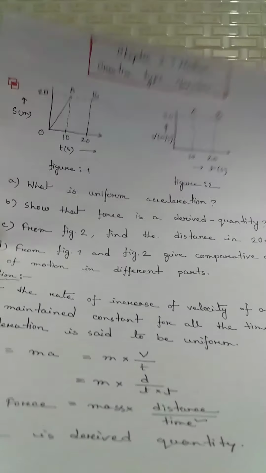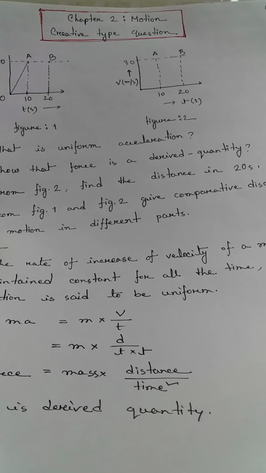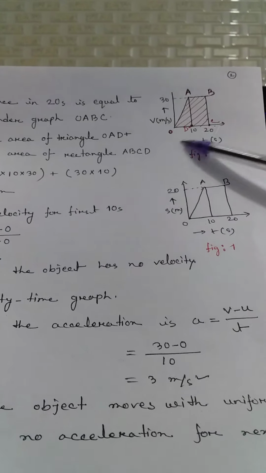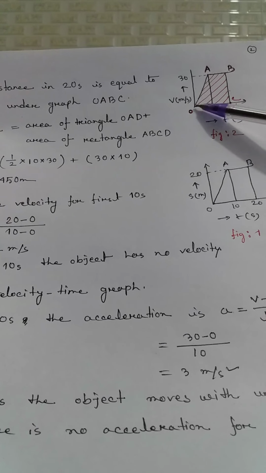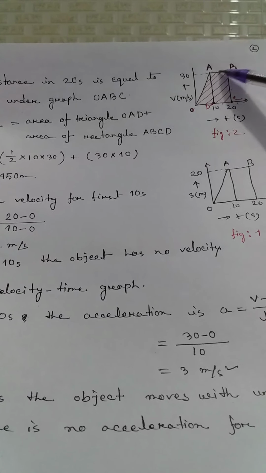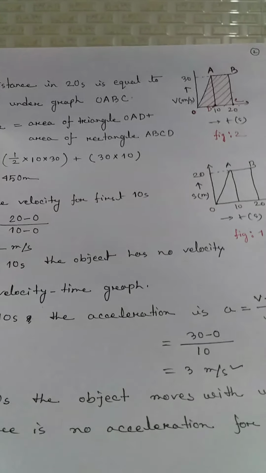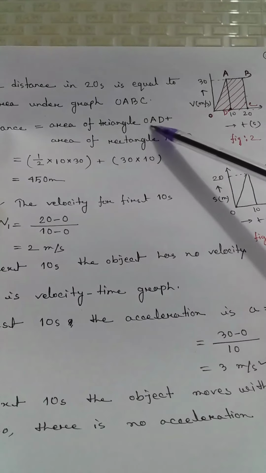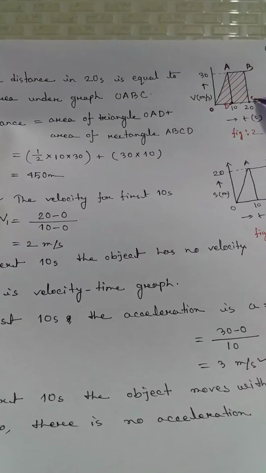Third question is, from figure 2, find the distance in 20 seconds. What will be the distance within 20 seconds? From figure B, if we want to determine the distance, I have shaded the area here with red mark, because for determining the distance within 20 seconds we have to know the area of this shaded region. I have marked this with O, A, B, C, D. Then if we want to measure this area, we have to measure the area of triangle OAD, and we have to measure the area of this rectangle ABCD.